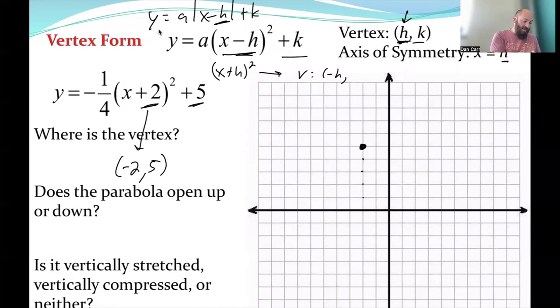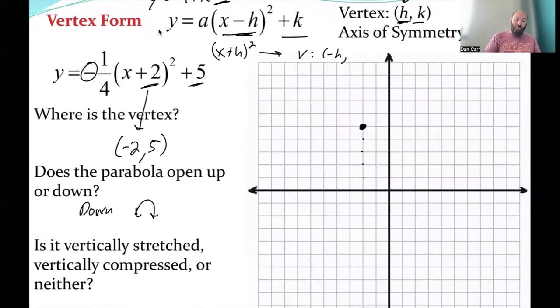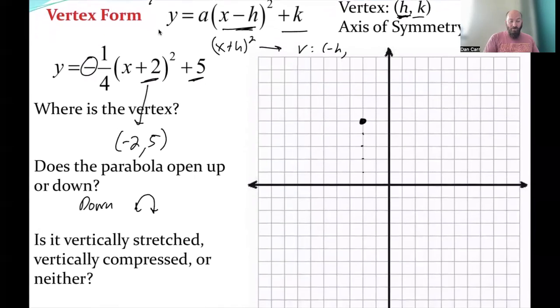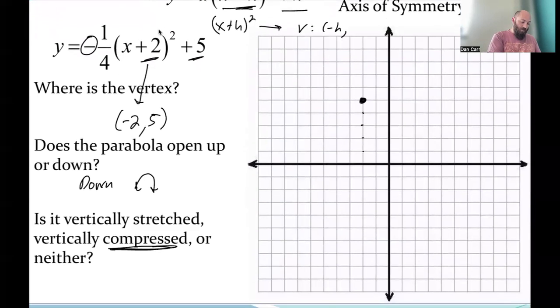Does the parabola open up or down? One thing causes that, and that's the negative sign in the front. This is going to open down. So it looks something like that. Is it vertically stretched, vertically compressed, or neither? So if I ignore the negative sign, I notice there's a 1/4 in the front. That is going to be vertically compressed here because 1/4 is less than 1.